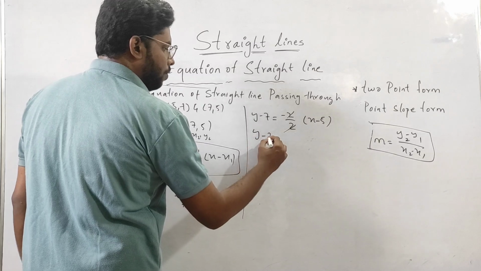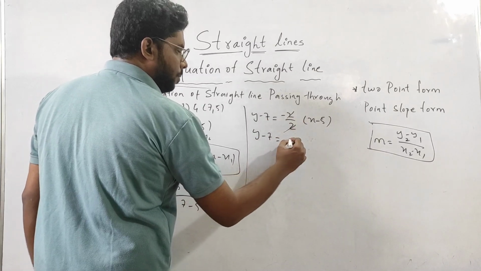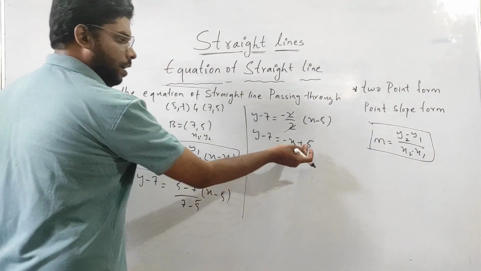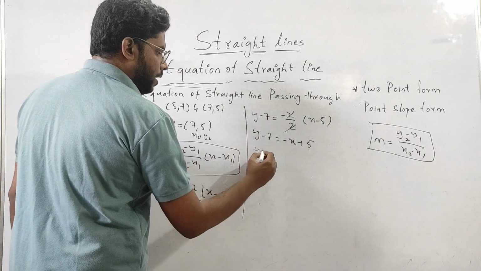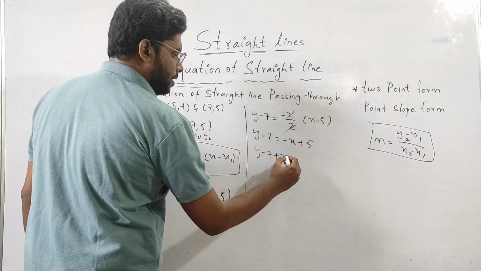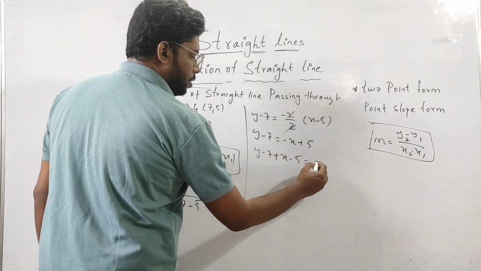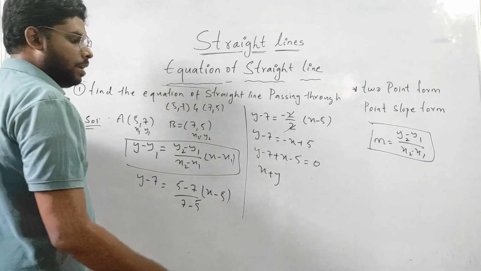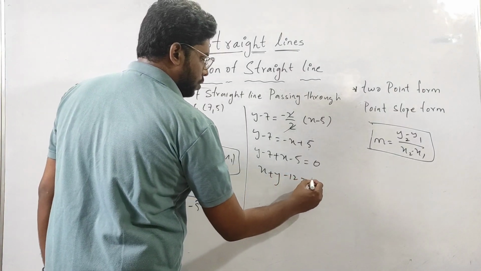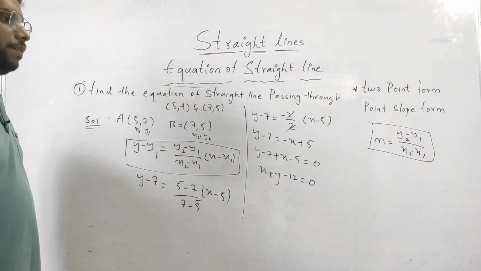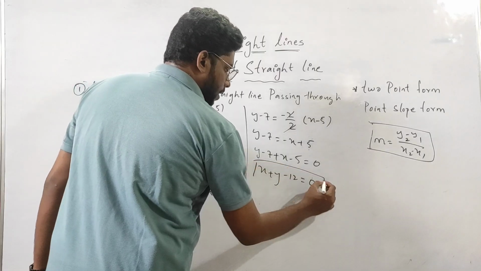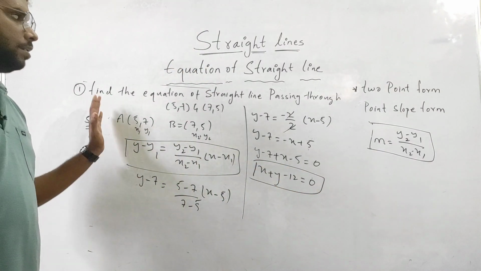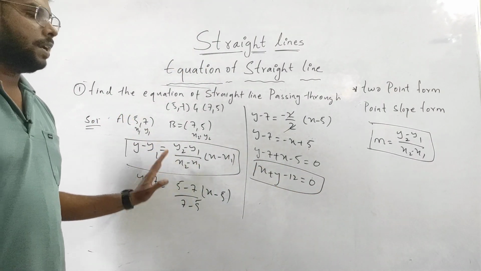Now multiply. Minus 1 into x will be minus x. Minus into minus will be plus 5. Bring all this together: y minus 7, and this minus x will be plus x, and plus 5 will become minus 5, so x plus y minus 7 minus 5, which is minus 12, equals 0. So this is the equation of the straight line when two points are given. In this way we are going to find the equation of a straight line. Thank you.